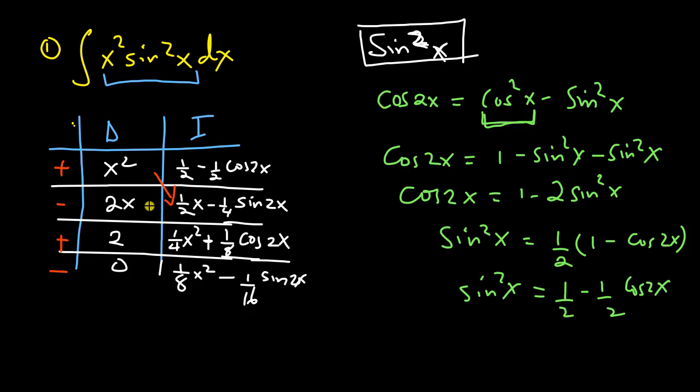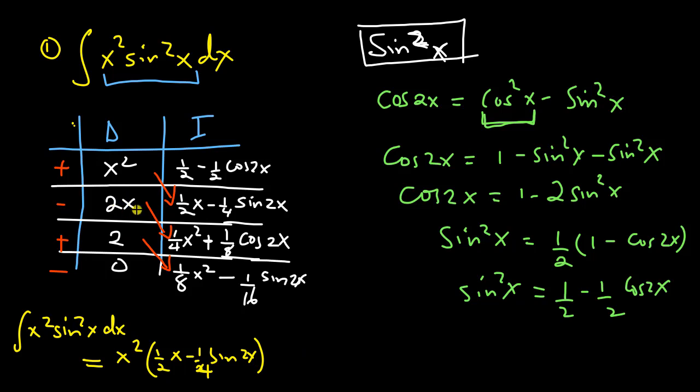Then we multiply the adjacent rows. So we can now write out our final solution. The integral of x squared sine squared x dx is going to be a little longer. So x squared times this, that's x squared into a half x minus a quarter sine 2x.